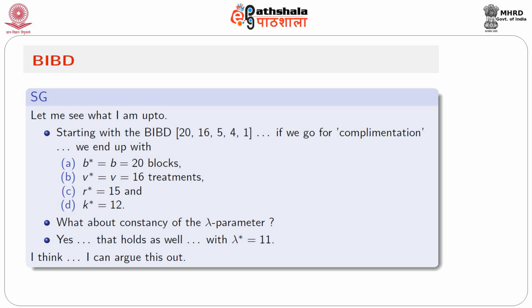If we go for complementation, we end up with B star equal to B equal to 20 blocks, V star equal to V equal to 16 treatments, R star equal to 15 and K star equal to 12. What about constancy of the lambda parameter? Yes, that holds as well with lambda star equal to 11, sorry. I think I can argue this out.